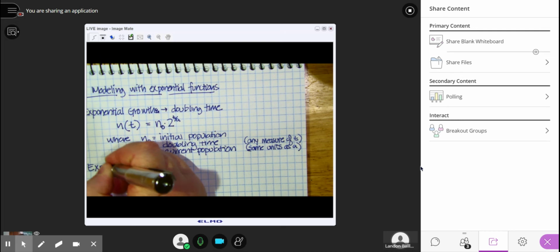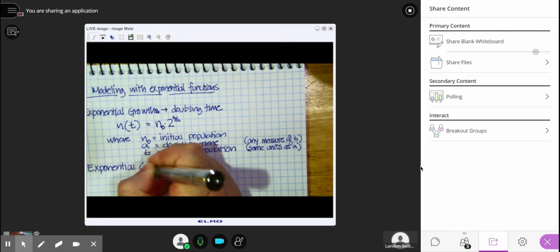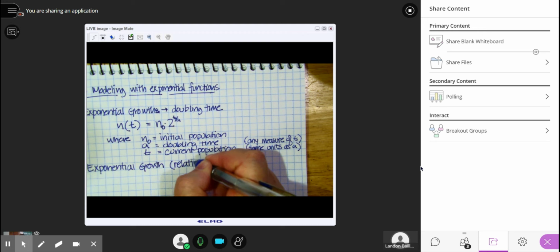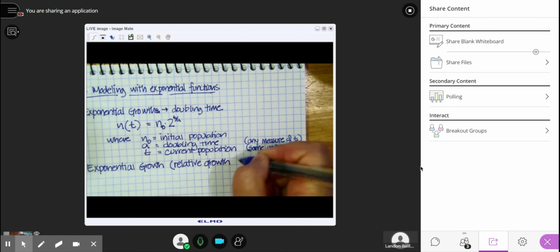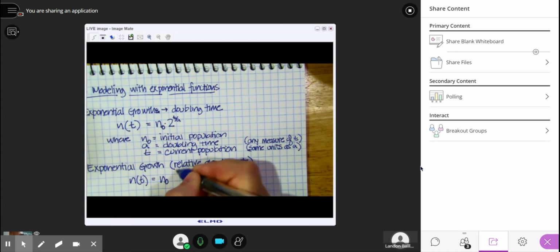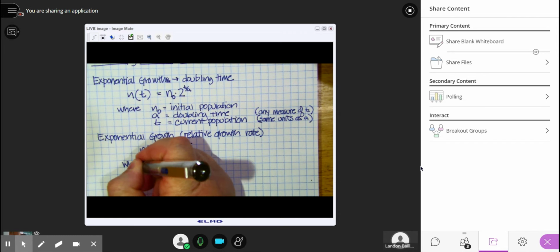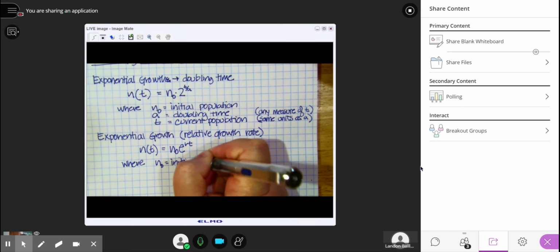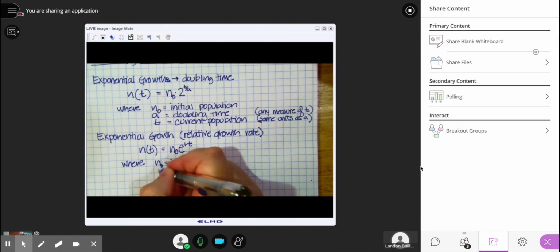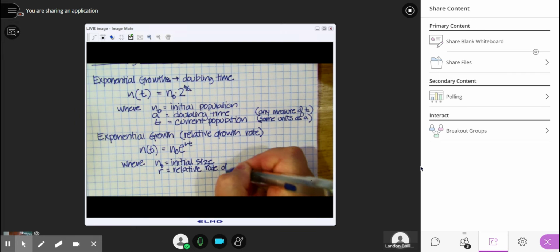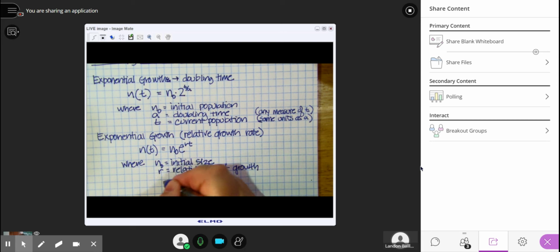Now, our exponential growth, known as the relative growth rate, is n of t is equal to n sub 0 e of rt, where n sub 0 is again our initial size, R is our relative rate of growth, and t is again our time.